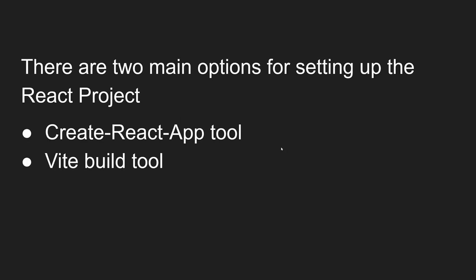There are two main options for setting up a React project. One is the Create React App tool and another one is the Vite build tool. So these are the two options with which we can create a new React project. So what are the advantages and disadvantages of these two?